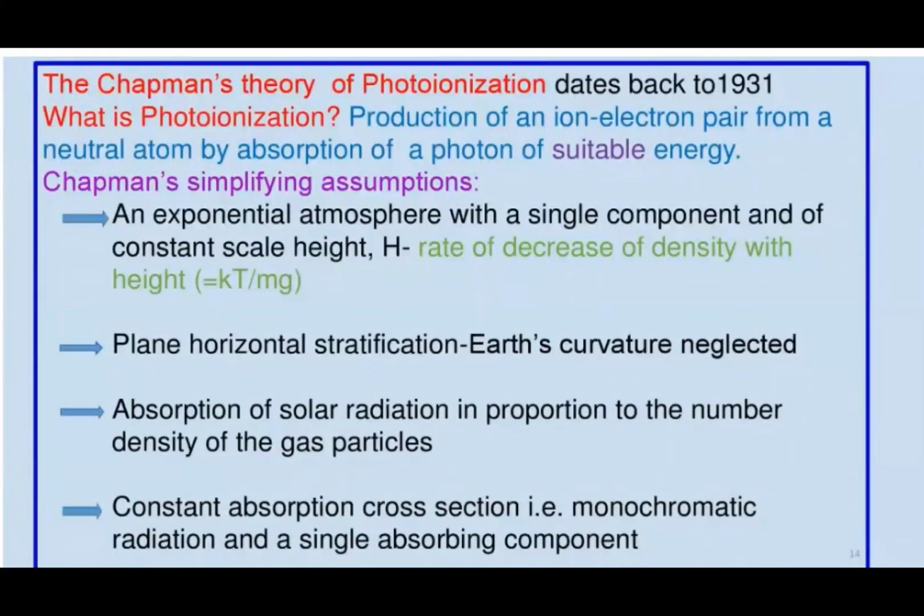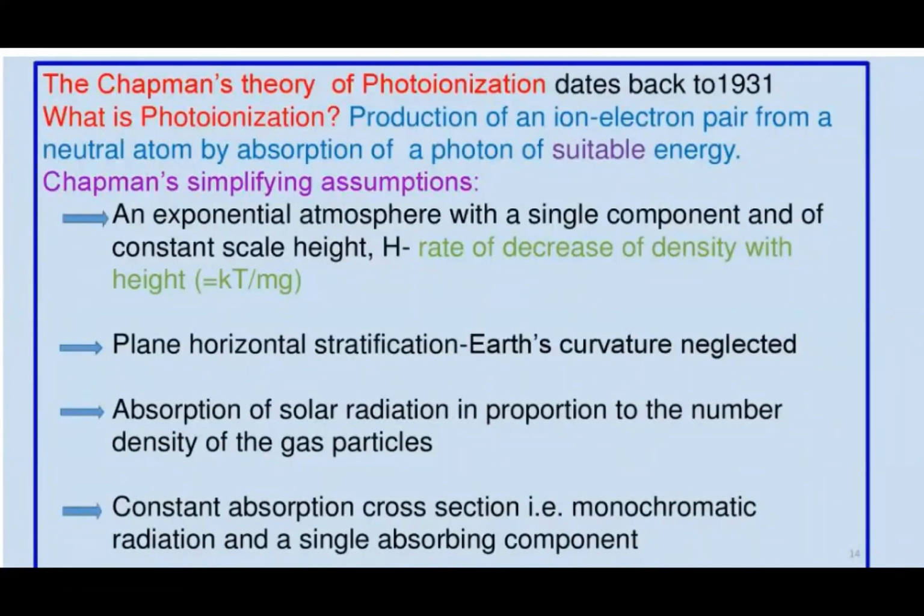we go a little bit into some theoretical aspects of how the ionosphere is produced. So it's a very celebrated scientist, Sidney Chapman, who first proposed the theory of photoionization way back in the year 1931. So let us see what is the physical process in photoionization.